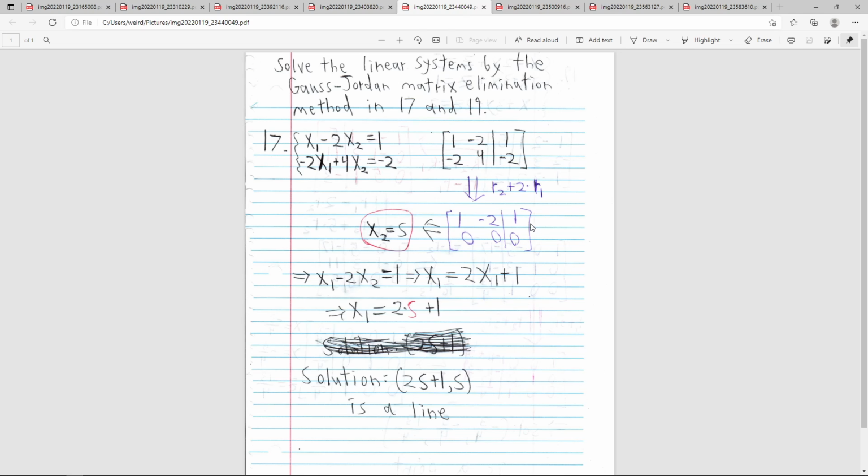We can't really simplify this any further. Row 1 is as it is. Adding or subtracting any combination of row 2 will just add nothing to row 1. So we let x2 equal s, and then x1 minus 2x2 equals 1, so x1 equals 2x2 plus 1. Substituting x2 equals s, x1 equals 2s plus 1. So the solution is x1 equals 2s plus 1 and x2 equals s, so it's a line.